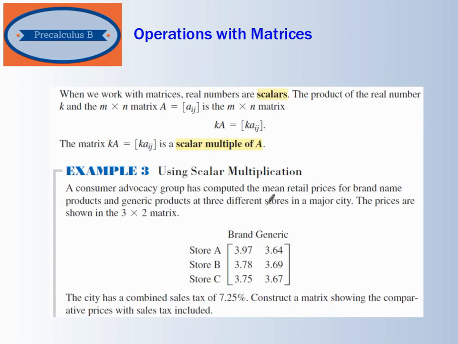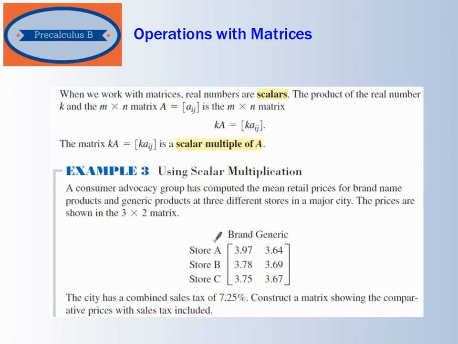A consumer advocacy group has computed the mean retail prices for brand name products versus generic products in different stores in a major city, and they're shown in the 3x2 matrix. The city has a combined sales tax of 7.25%, and we want to create a matrix that has the price of items with tax included.